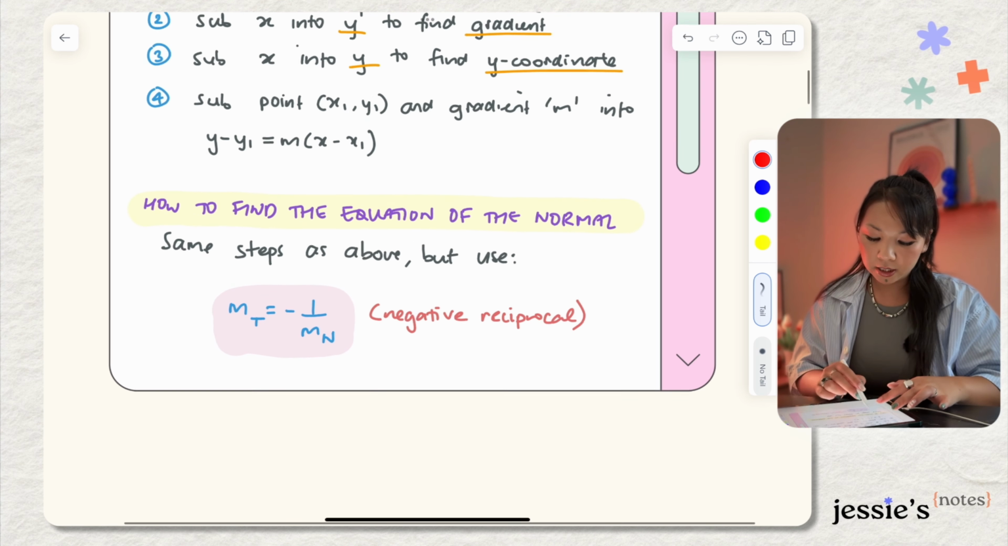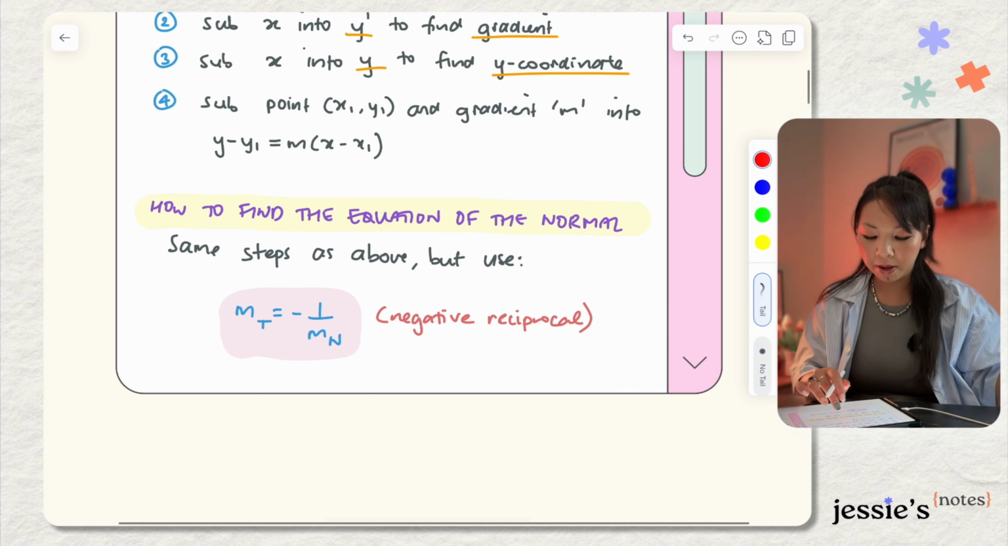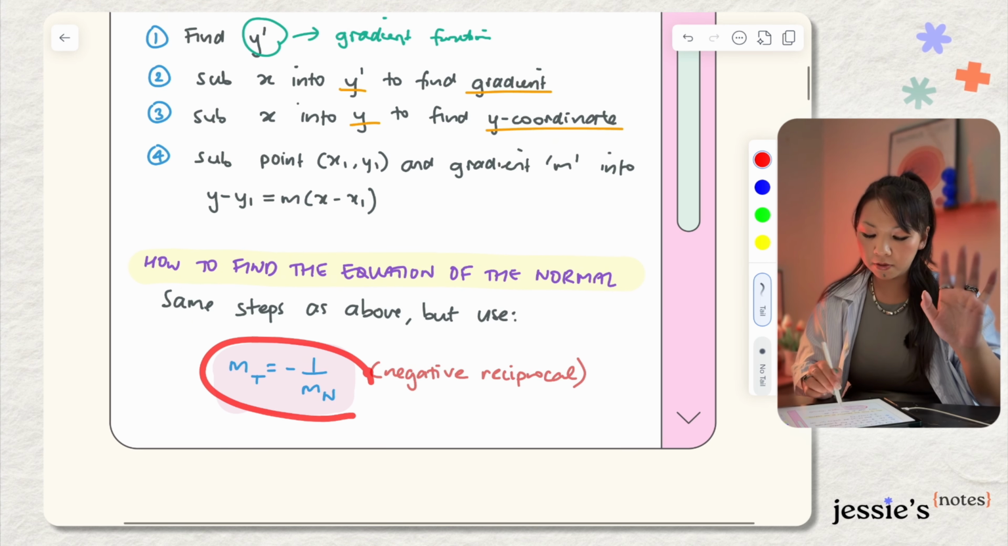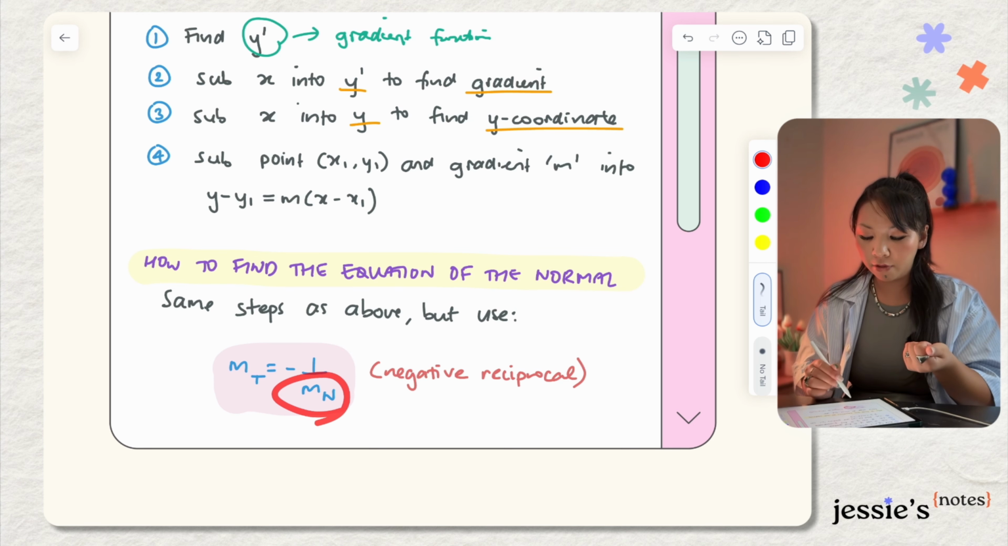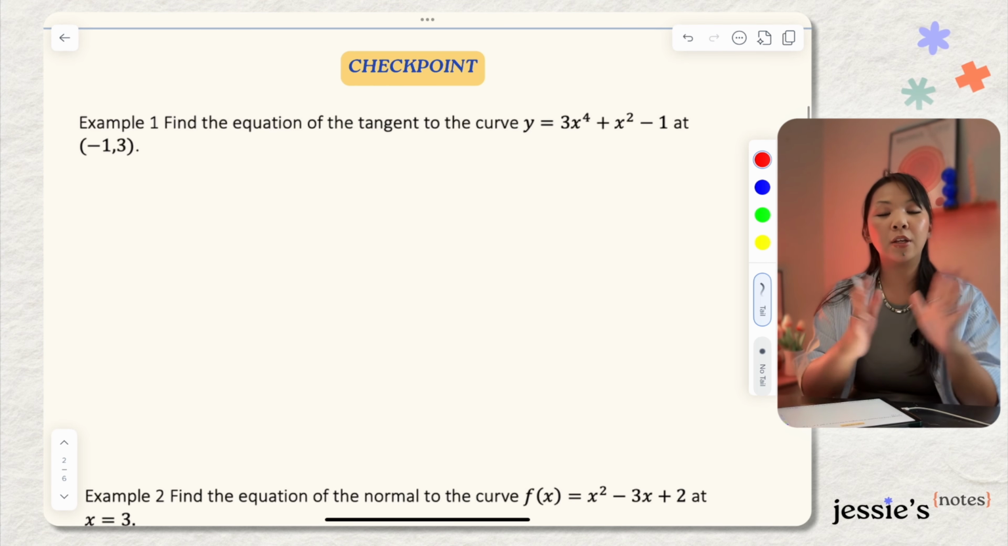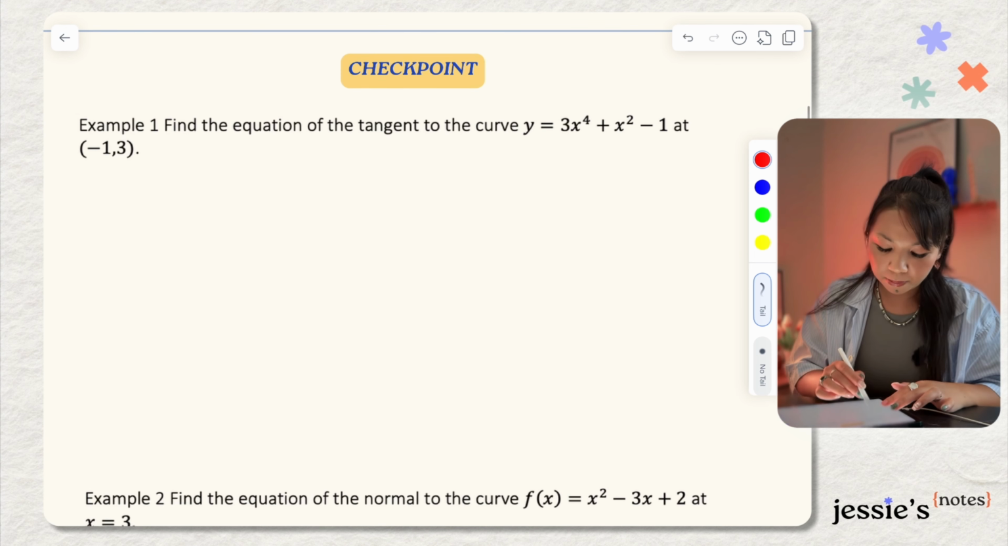And if we just want to find the equation of the normal, you do the same steps as above. However, we're going to use the fact that the gradient of the tangent is equal to the negative reciprocal of the gradient of the normal. Okay, so now we're ready for the checkpoint questions. Let's have a go at example 1.